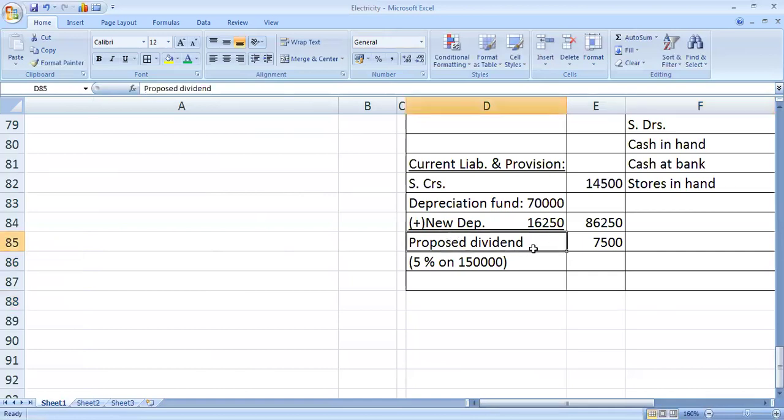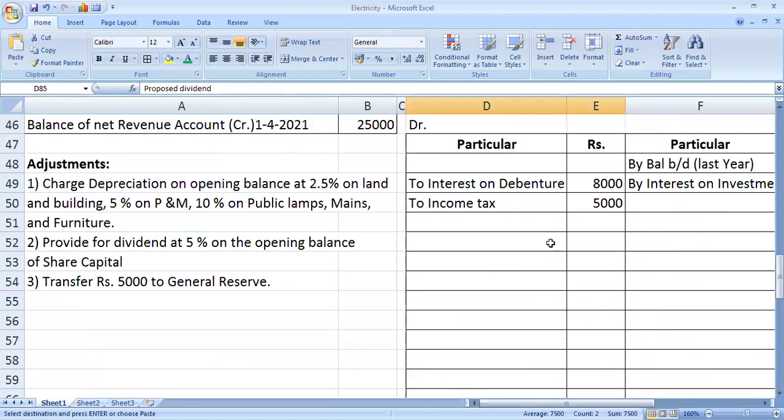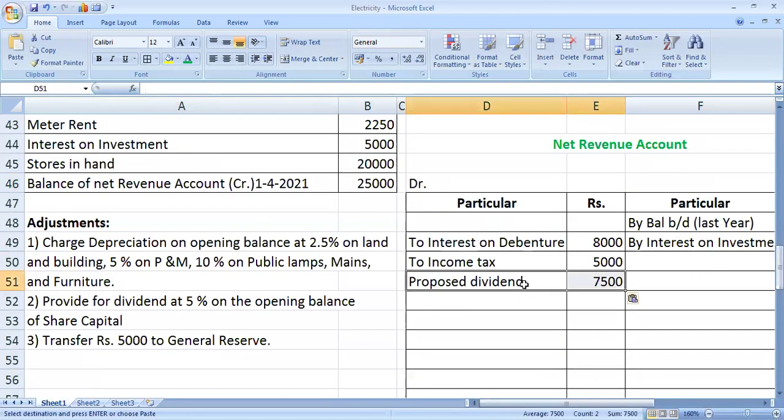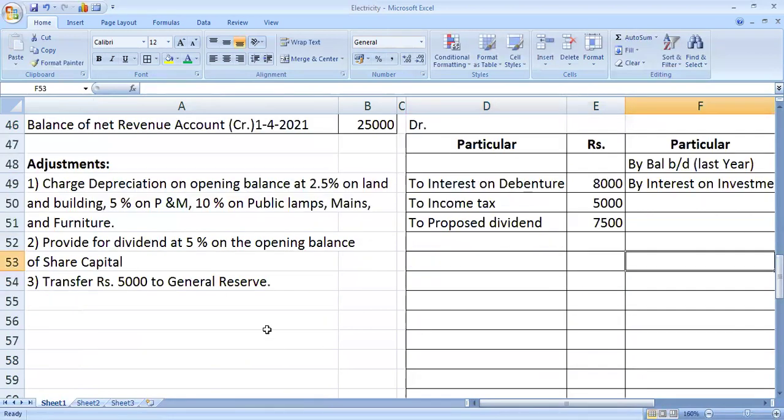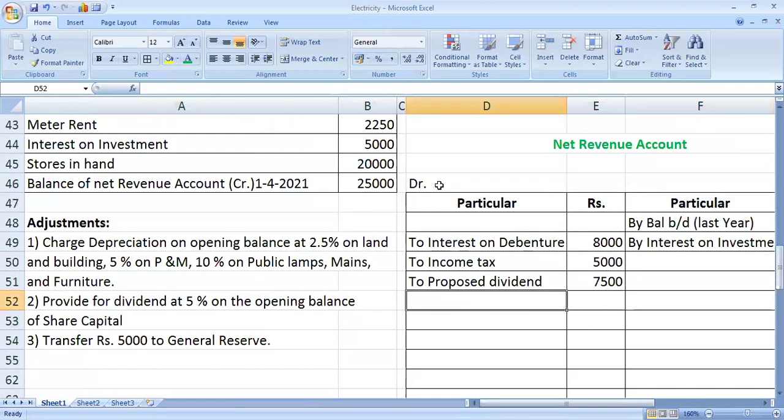Second effect goes to the net revenue account debit side, 7,500 to proposed dividend. Adjustment number three: transfer rupees 5,000 to general reserve. First effect, net revenue account debit side, to transfer to general reserve, rupees 5,000.